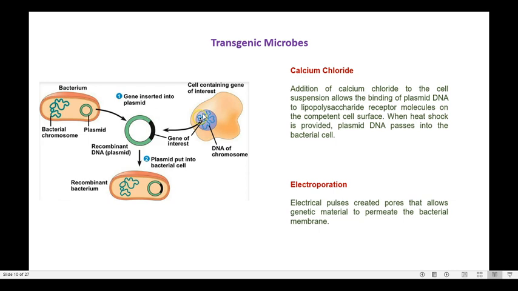When it is transferred to the host cell, that host cell is called transgenic. If it is a microbe, it is a transgenic microbe. If it is a plant, then it is a transgenic plant. In order to replicate and synthesize, we have to transfer the recombinant DNA to a host cell. So how does this transfer occur?